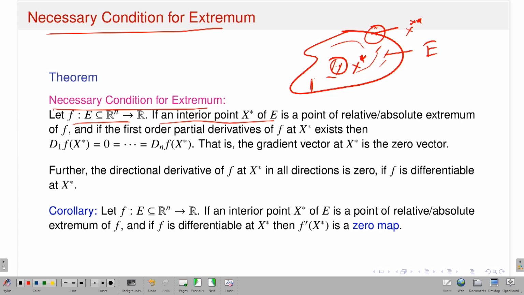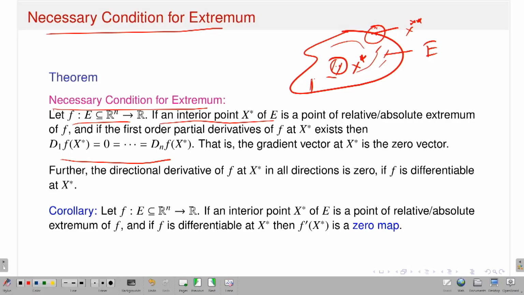So, the necessary condition says that if I have a scalar field, and I start with an interior point that is a point of relative or absolute extremum of f, and along with that all the first order partial derivatives exist at that point x star, then they have to be 0. That means all the first order partial derivatives at that point are 0. In other words, the gradient vector of f at the point x star is 0.